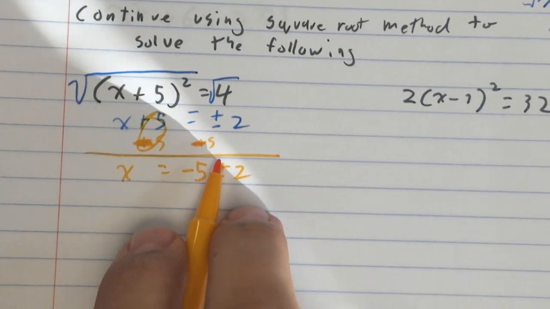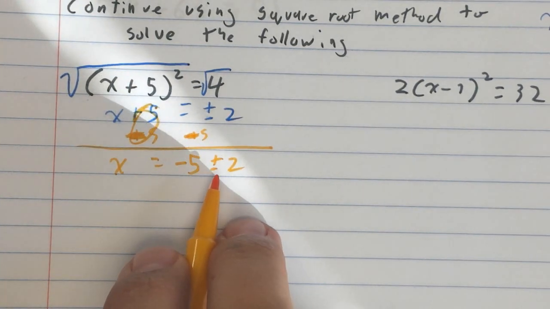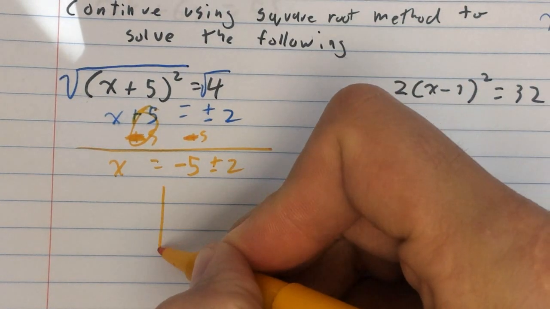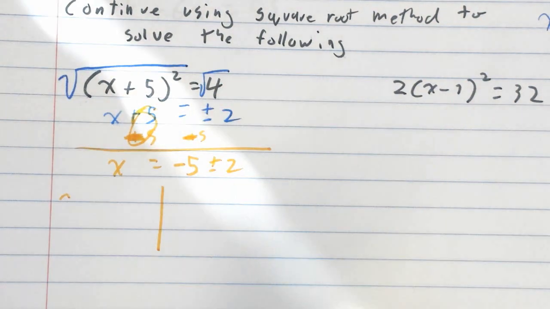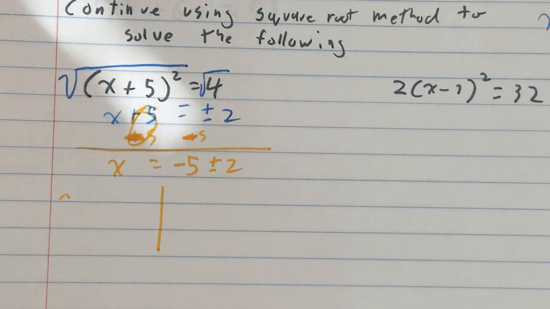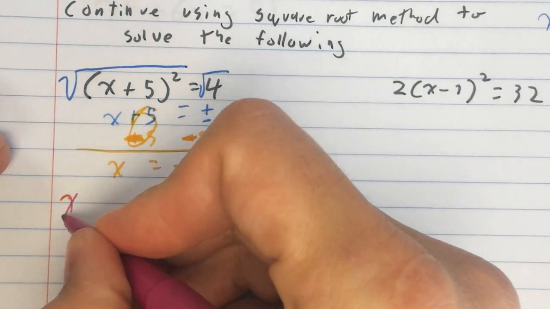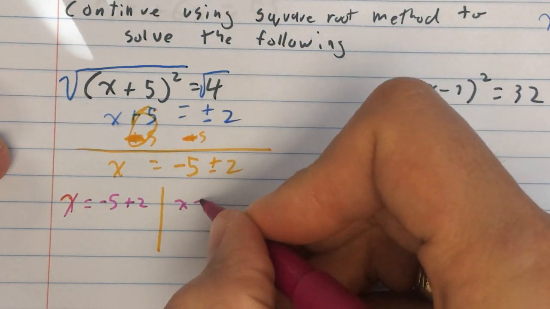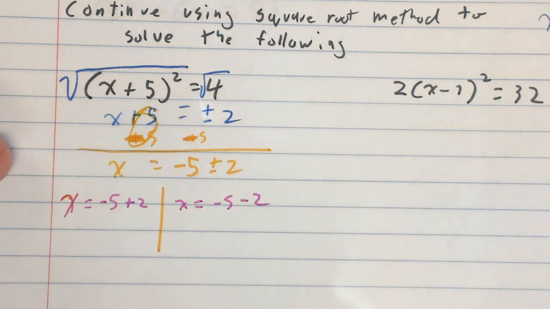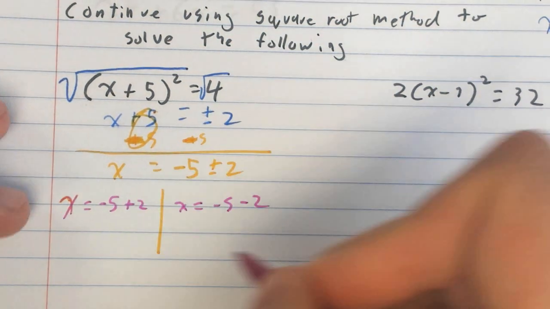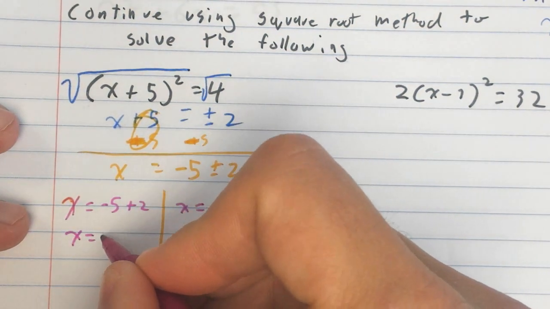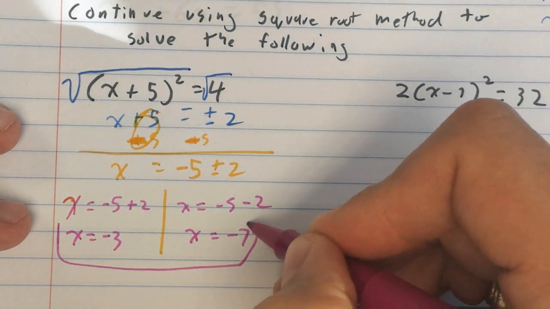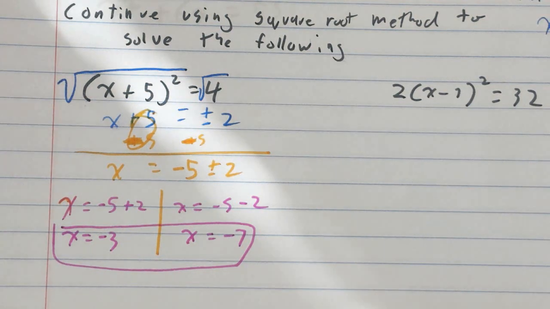Well, we can't just leave this as negative 5 plus or minus 2. Well, I guess you could. We can separate this into two different problems. Let's do a different color. We can say x is equal to negative 5 plus 2 and x is equal to negative 5 minus 2. Go ahead and solve these. x is equal to negative 3, x is equal to negative 7. Those are my two solutions there.